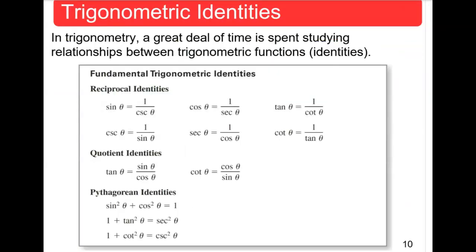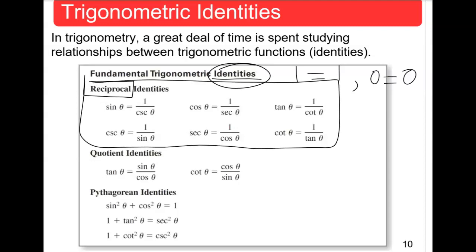In trigonometry, a great deal of time is spent studying relationships between trigonometric functions, and we call these identities. An identity with numbers would be something like 1 is equal to 1 or 0 is equal to 0. That is called an identity. So when we put the word identity together with another term such as reciprocal, we're referring to the group of the reciprocal identities.